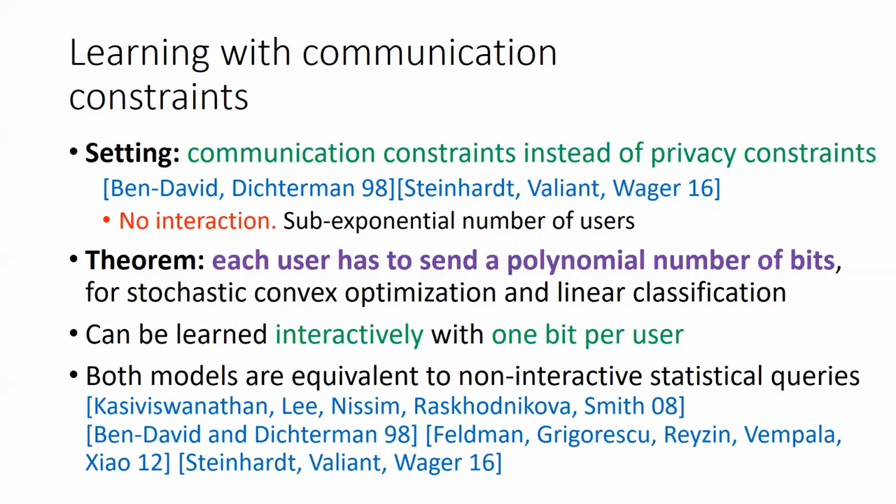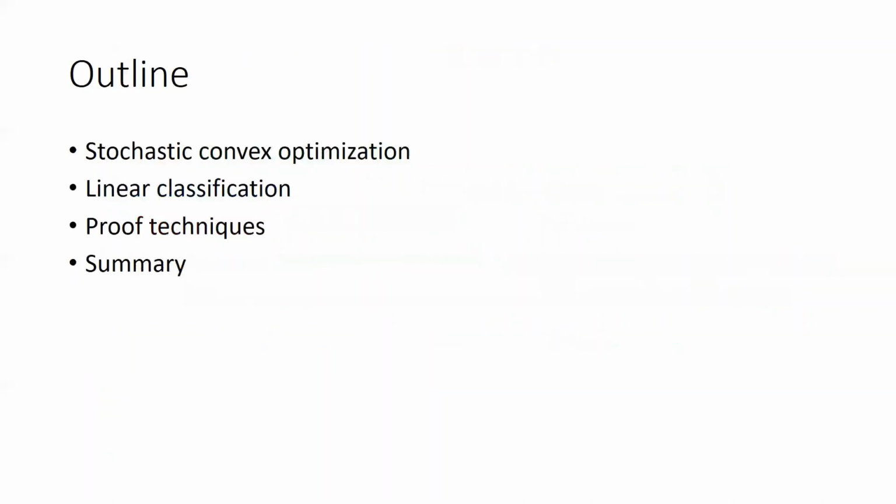The proofs, both for privacy and for communication, follow from a lower bound on statistical queries, which is a different model, and the reductions were proven in prior work. Next I will discuss stochastic convex optimization, then linear classification, and I will focus there on local privacy. Then I'll move to the proof ideas and end with a summary.